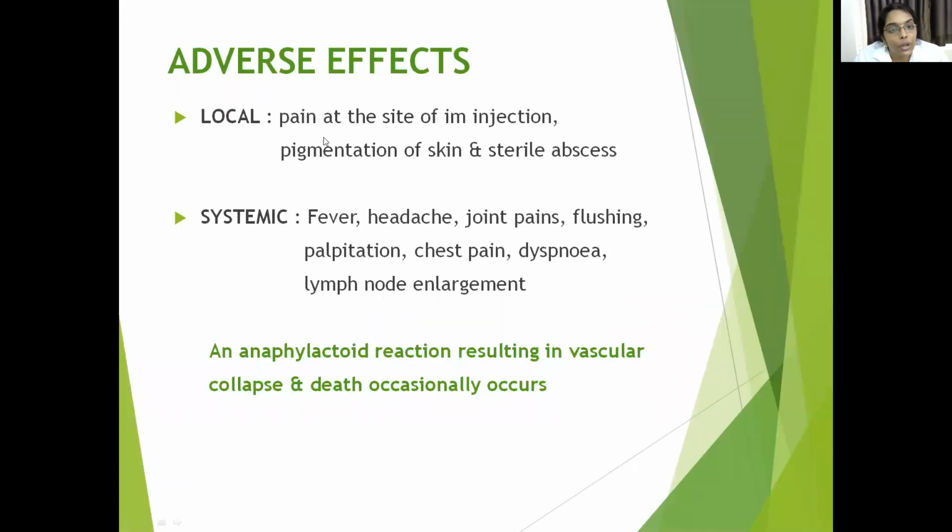Adverse effects are local pain at the site of IM injection, pigmentation of skin and sterile abscess; systemic effects are fever, headache, joint pains, flushing, palpitation, chest pain, dyspnea, lymph node enlargement. See, anaphylactoid reaction is important because iron dextran is antigenic in nature. An anaphylactoid reaction resulting in vascular collapse and death occurs occasionally.